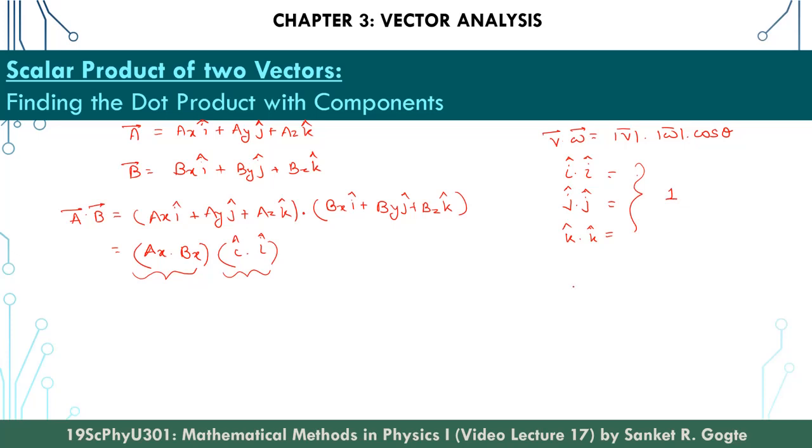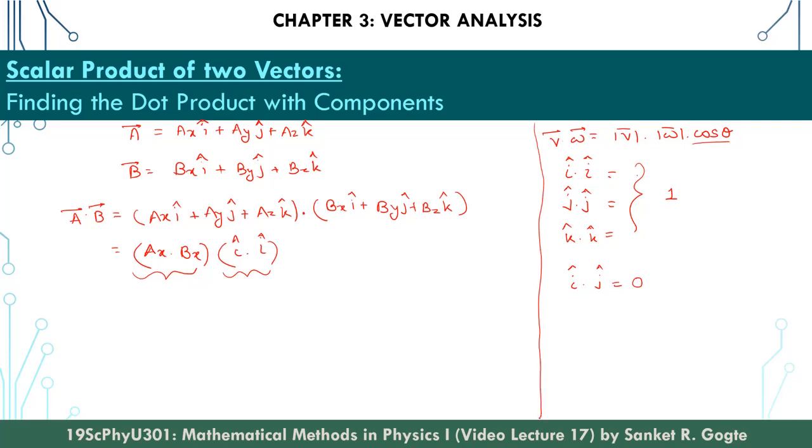Whereas if we consider the dot product between two dissimilar unit vectors, I dot j, then this is the magnitude of I, which is 1, into the magnitude of j, which is 1, but since theta now is 90 degrees, cos theta will turn out to be equal to 0, and therefore the dot product between two dissimilar unit vectors is going to be equal to 0. By keeping this in mind, suppose we expand these brackets.